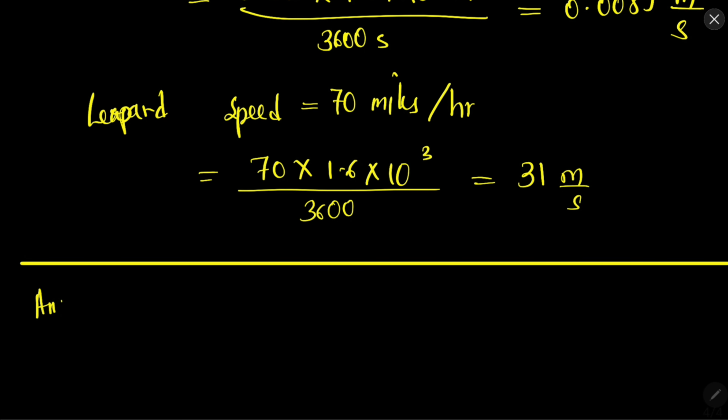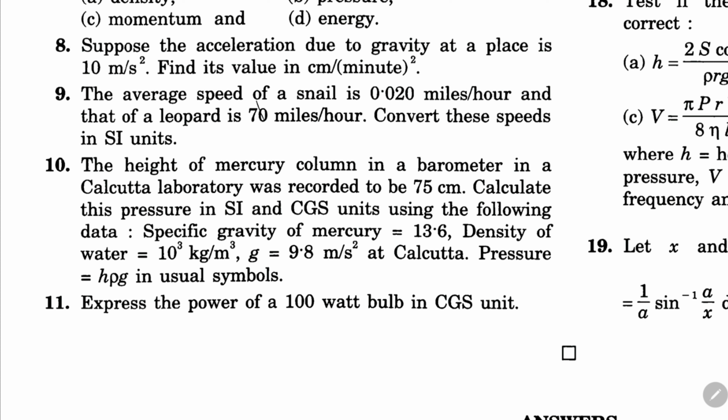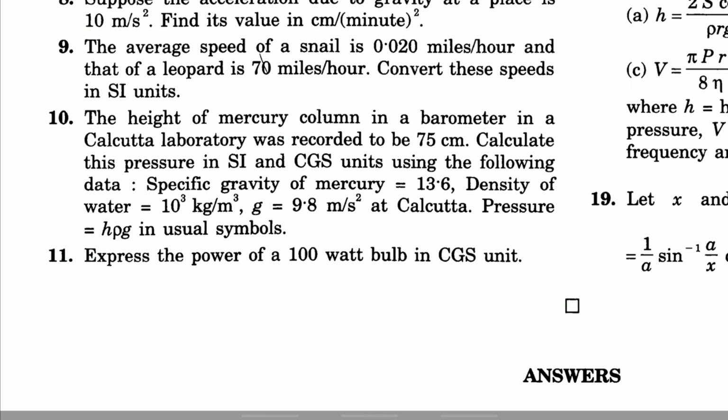So now we can move on to solution number 10. So what is solution 10? The height of mercury column in a barometer is given and it is recorded to be 75 centimeter. So now we have to calculate the pressure in different units. So let's try to do this question number 10.